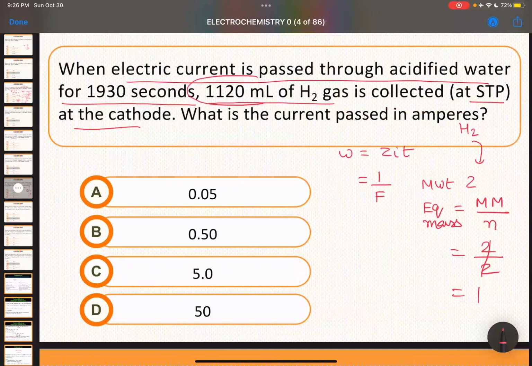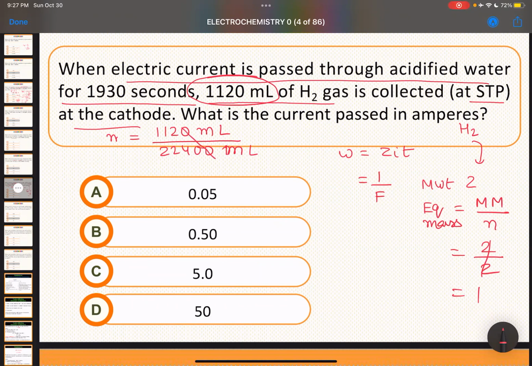What is W? How many moles did you get? For gases, you can calculate the moles from the volume. Mole from mass is given mass by molar mass. From volume, it is given volume by molar volume. Given volume is 1120 ml, and molar volume is the volume of 1 mole of gas. 1 mole of gas occupies 22.4 liter, 22400 ml. Right? Clear?